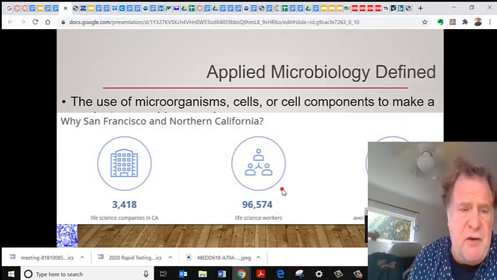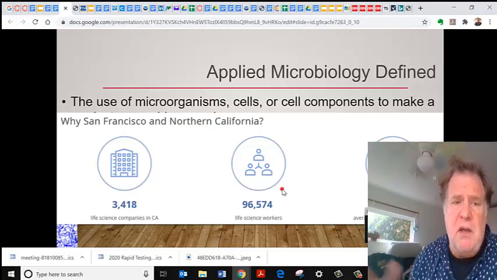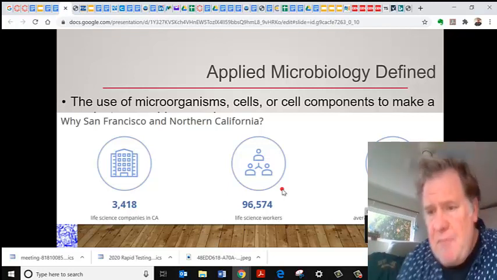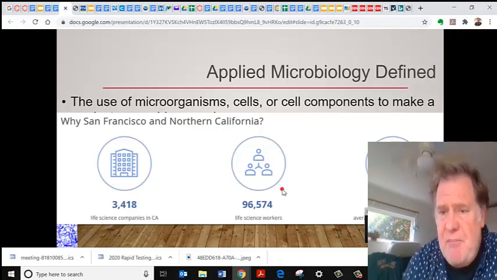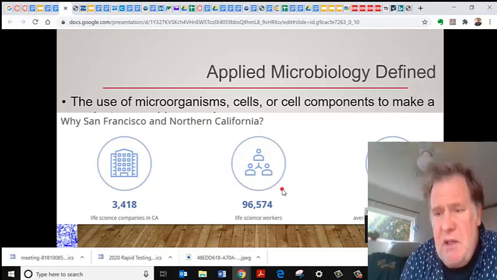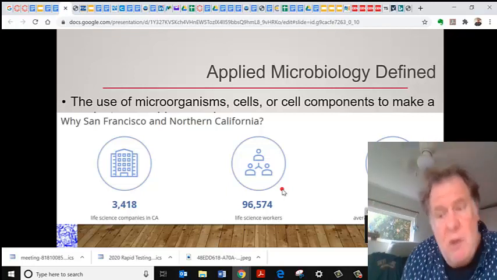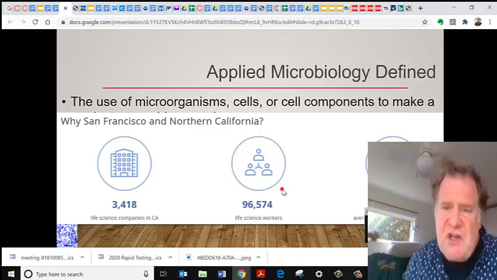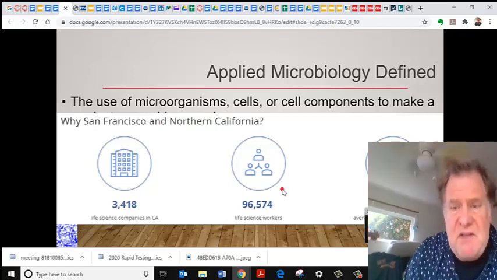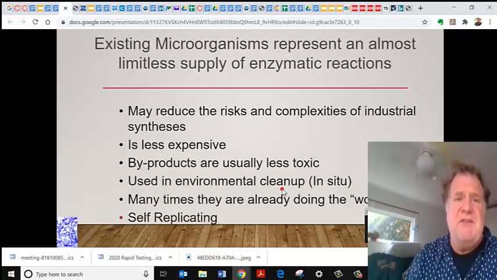San Francisco and Northern California, but basically in California, there are over 3,000 what we would call life sciences or biology related companies. They employ over 96,000 people, and the average pay for these is about $151,000. Being a nurse, can you make this? Yeah, you can, but you work pretty hard on doing that. These kinds of jobs are a little bit more about discovery, so I would say they're a little bit easier. And also, you're helping thousands of people rather than just one or two at the bedside.